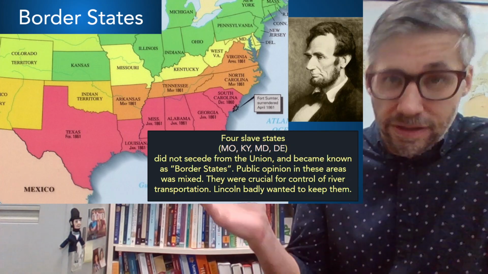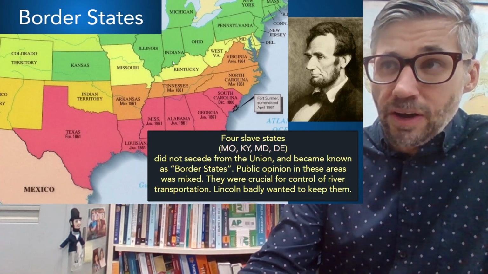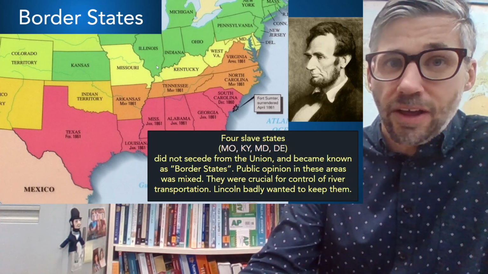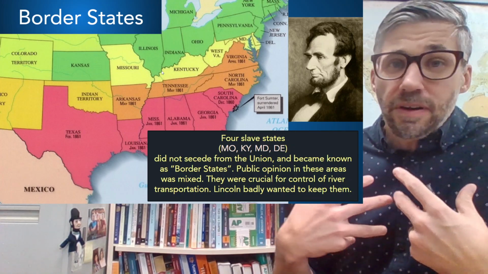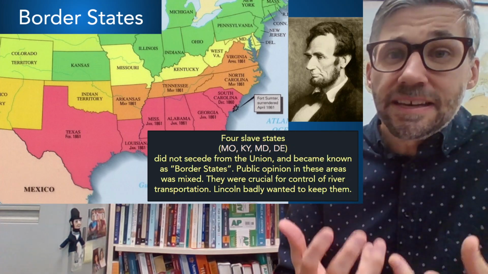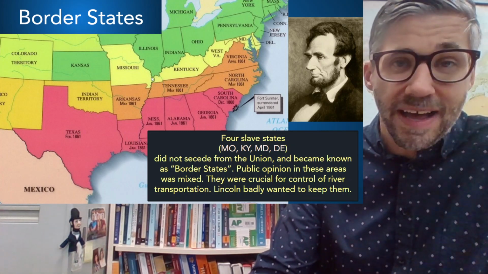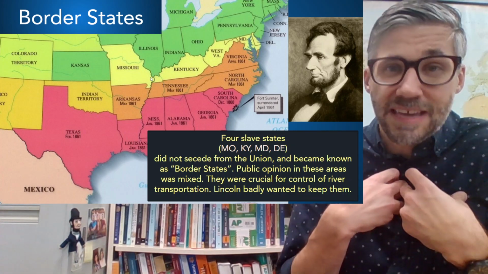A, because we already lost too many states. B, these border states are along the lines, like they control the Ohio River and all these rivers here. And rivers are highways. And Lincoln says, in order to execute this war, I'm going to need rivers for our transportation network. And so I have to hold on to these border states if we're going to hang on to these rivers. And so Lincoln's like, we have to keep them.